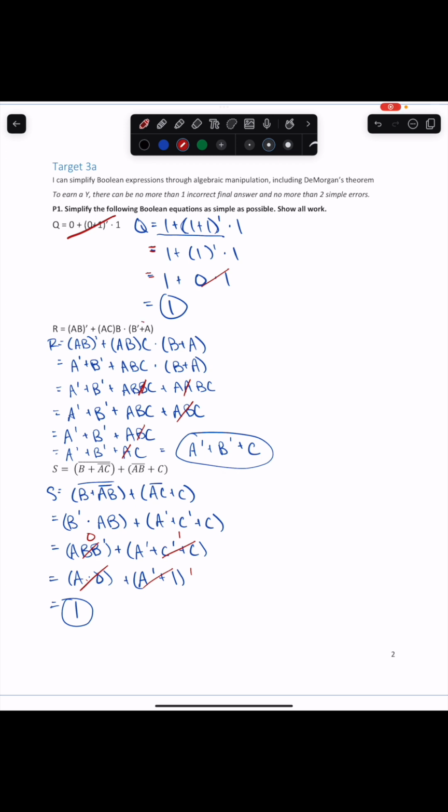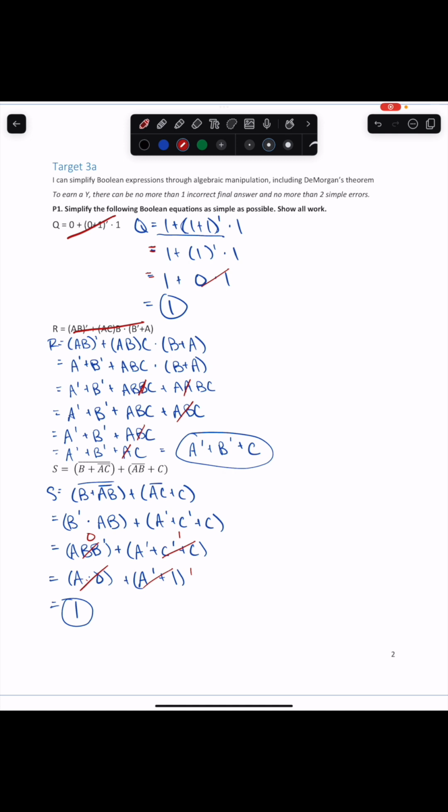This next problem here, I canceled out that one and changed a few of the things around. R equals AB, or the quantity of A, B naught, or the quantity of A, B, and C, and the quantity of B or A. First thing I did was do what's in the parentheses first, and use De Morgan's theorem to break the bar and then change the signs. So it's A naught plus B naught plus ABC and B or A.